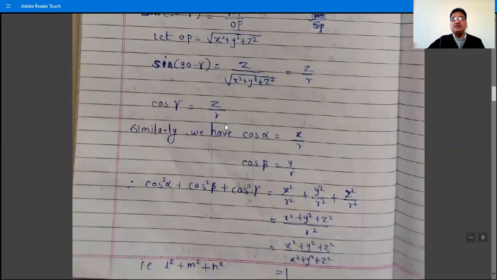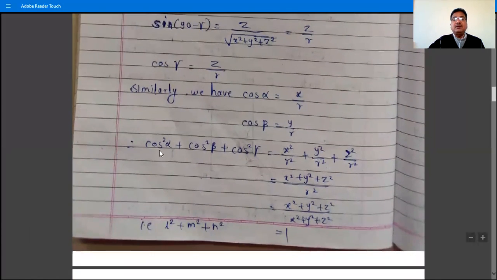Similarly, if you find cos alpha, then it is x by r, and if you find cos beta, then it is y by r. Like this, cos gamma is z by r, cos alpha is x by r, and cos beta is y by r. And therefore, cos square alpha plus cos square beta plus cos square gamma is equal to x square by r square plus y square by r square plus z square by r square.